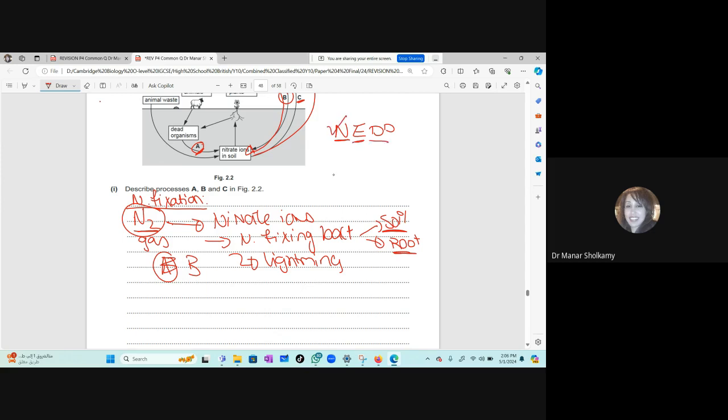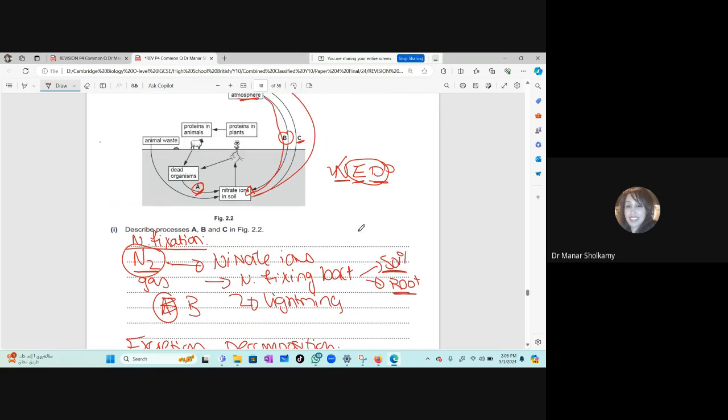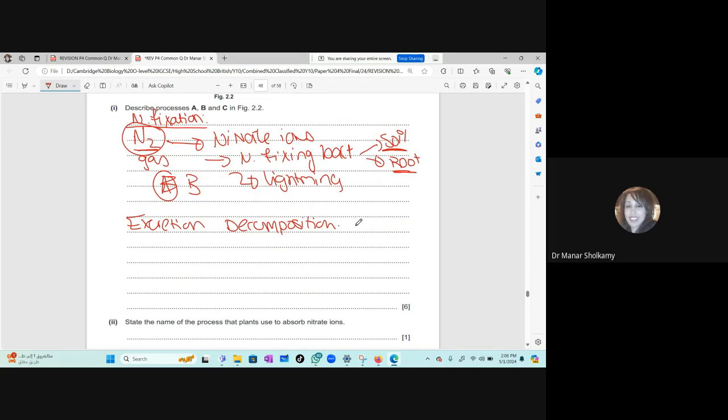Now, what are E and D? Because they are discussed together. Excretion, dead organisms? Yes, excretion or decomposition. Now, this part, I'm very happy that I'm going to revise it. And here I'm going to refer in the diagram to letter A. I have dead organisms here, and they will be converted to nitrate ions in the soil. Now, excretion or decomposition, and I will refer to the letter A.